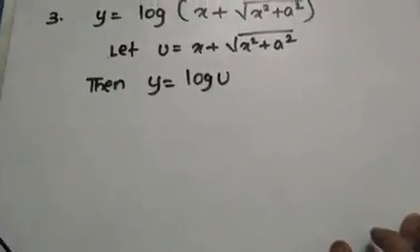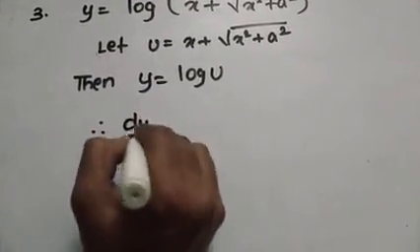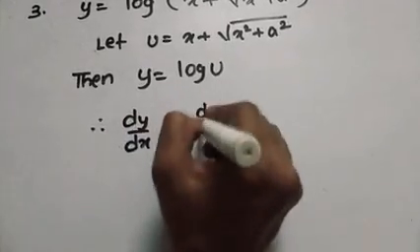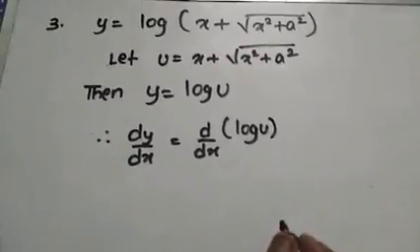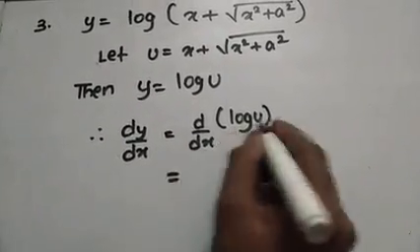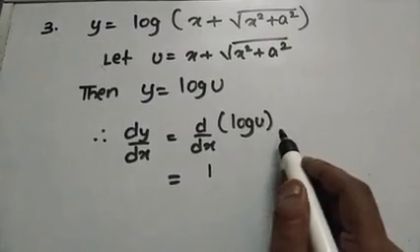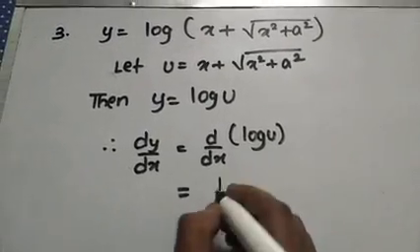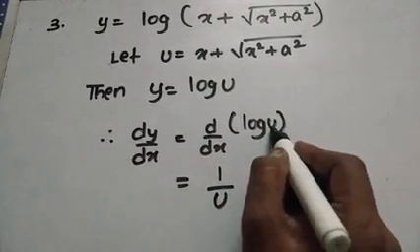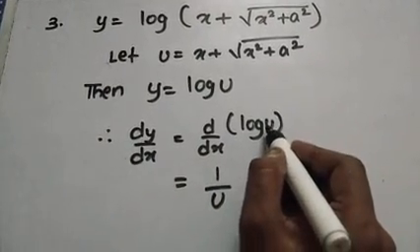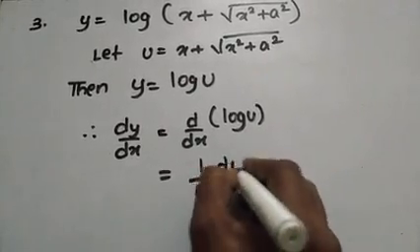Now we'll differentiate both sides with respect to x. So therefore dy by dx equals d/dx of log u. We know that d/dx of log x is 1 by x. So d/dx of log u will be 1 by u. But again, this is x, this is u, these two are not the same. So we will further differentiate u with respect to x.